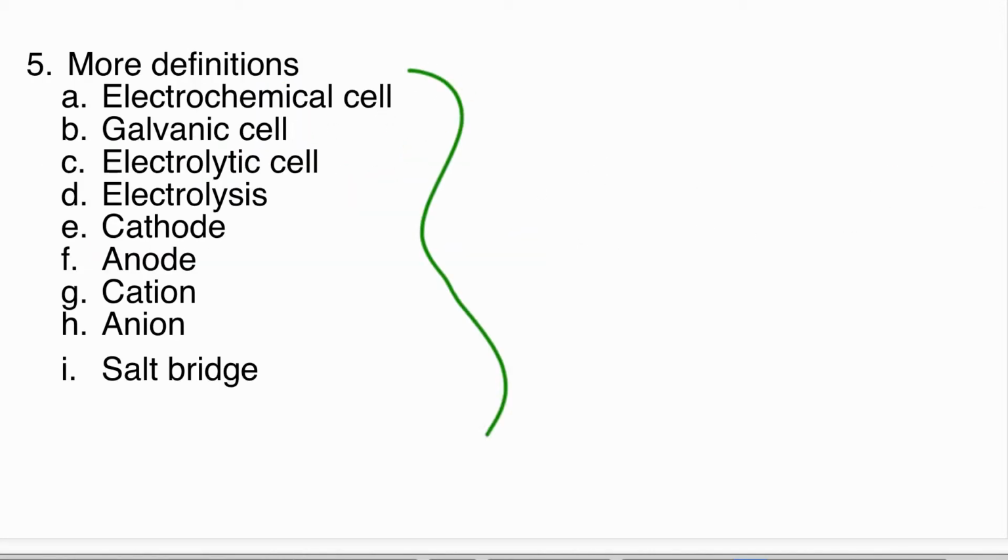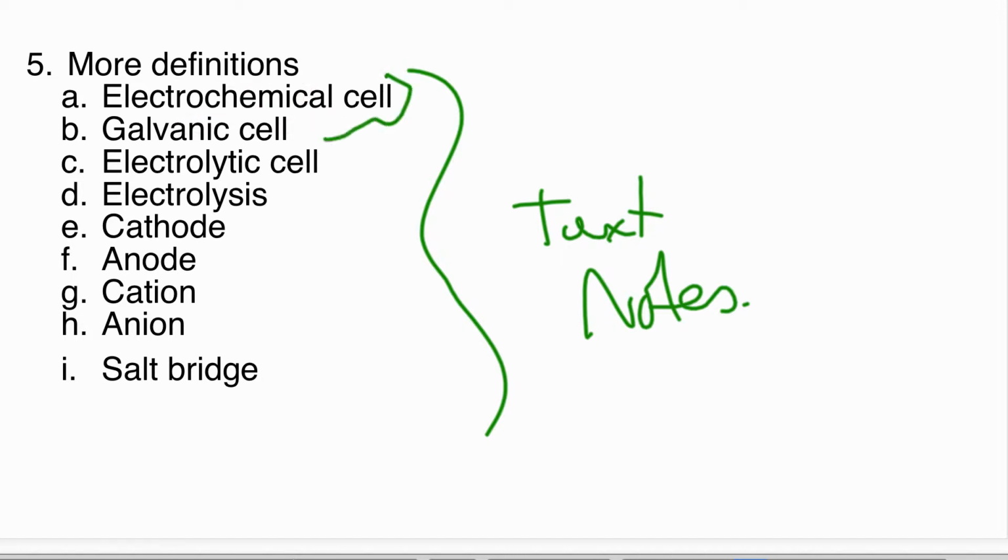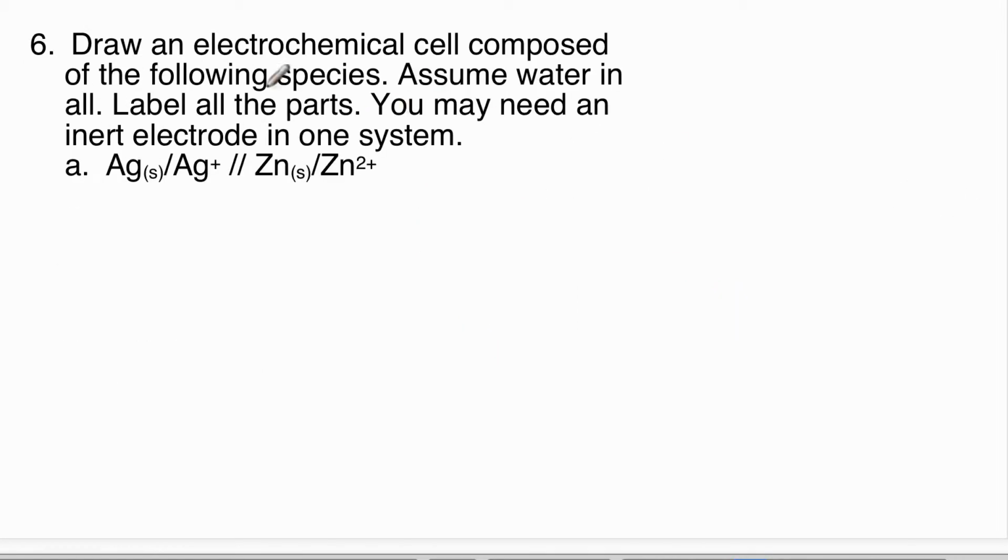Question 5, definitions. Get these from your text or from your notes. An electrochemical cell and a galvanic cell, there might be slight differences, but basically they are cells that from chemicals you can produce electricity. Okay, draw an electrochemical cell composed of the following stuff, label all the parts.